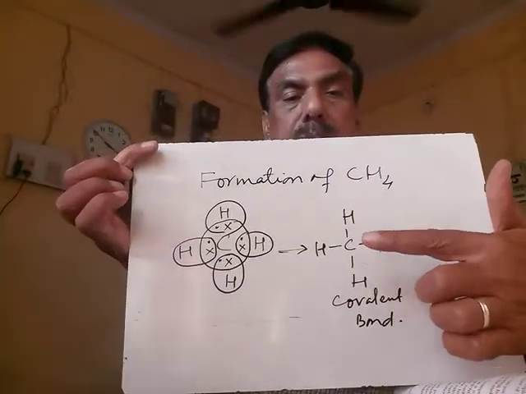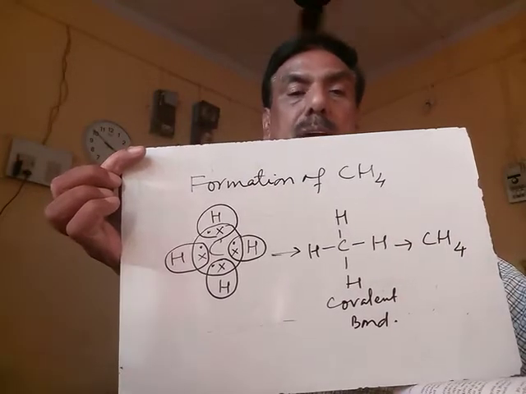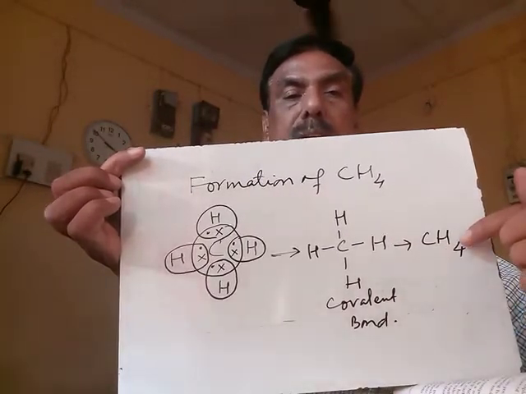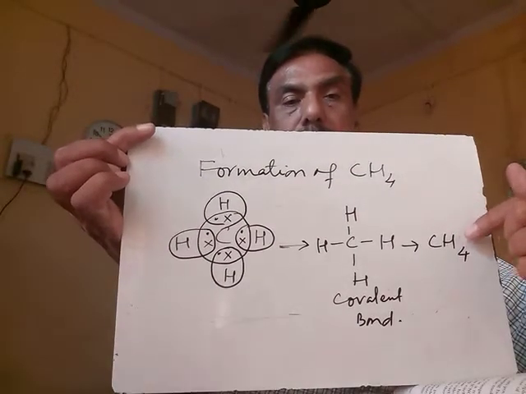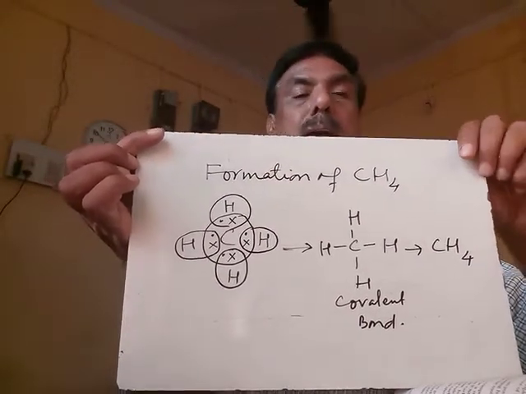So carbon is forming 1 covalent bond with each hydrogen, and the product obtained is CH4. This is the bond formation in methane. Methane is the simplest hydrocarbon. I hope it will be useful to you.